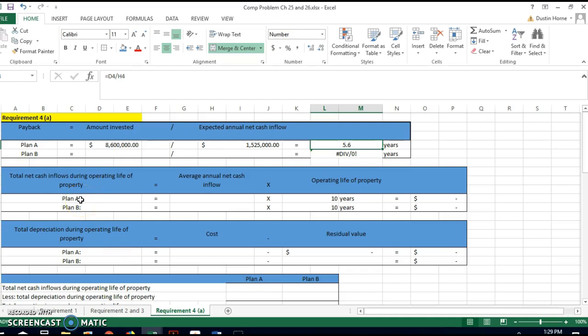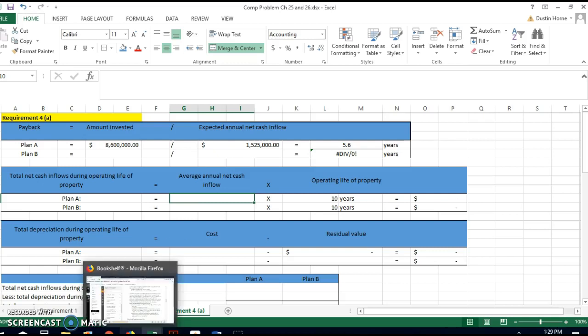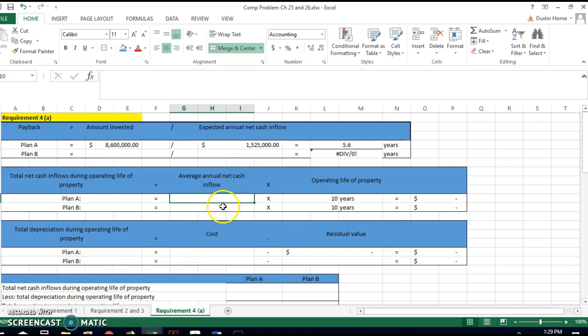Okay, the next part we need to calculate is the total net cash inflows during the operating life of the property. How much cash inflow are we going to get? So you're going to put the annual net cash inflow numbers right here. I already filled in the 10, operating for 10 years, and then this will automatically be calculated for you. Those annual net cash inflows were, I believe, 1,525,000 and 1,100,000. You're given that. All you have to do is put that in.